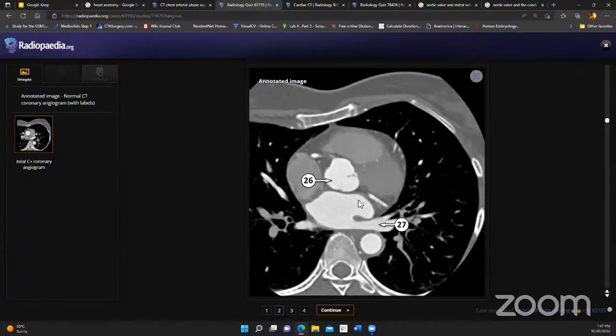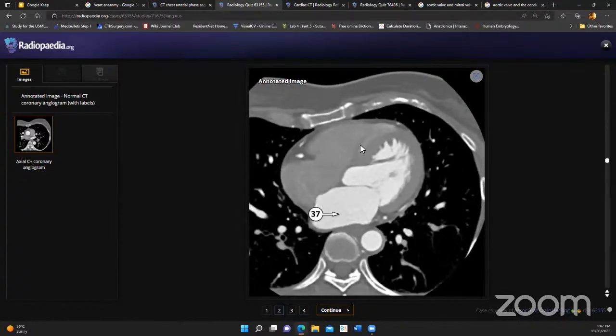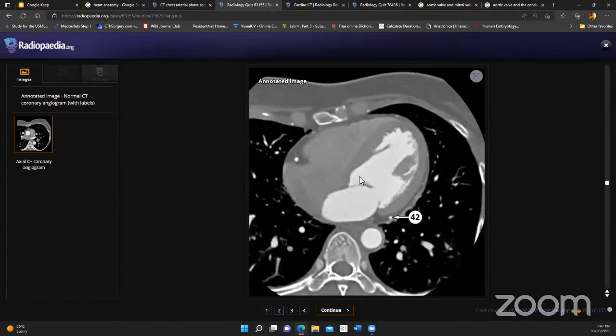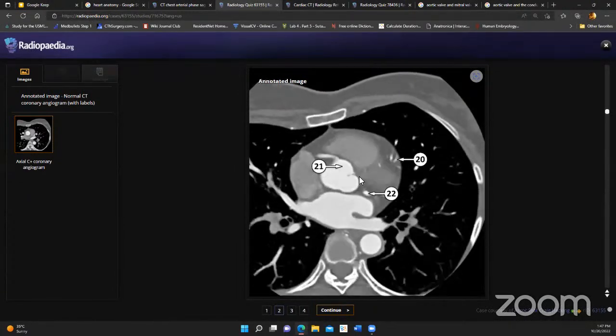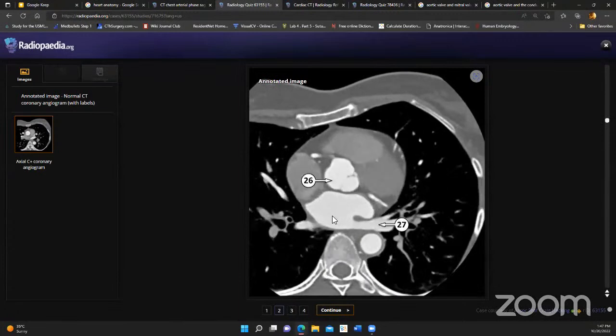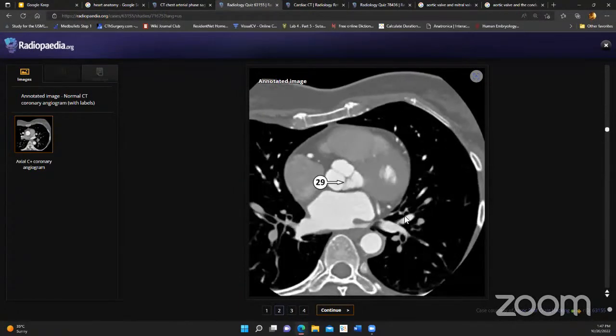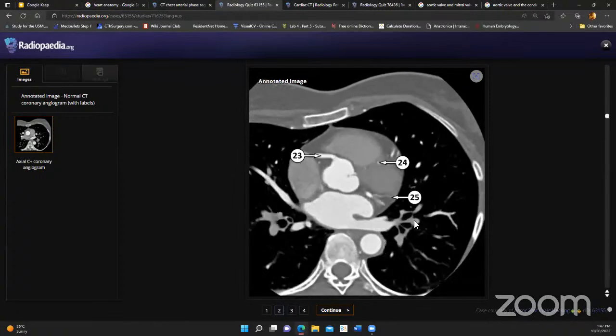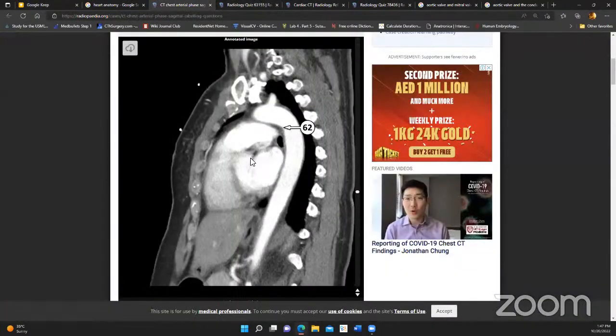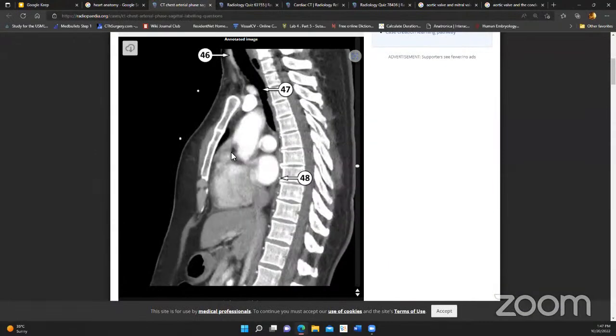And looking at the CT, really what helped me understand the heart anatomy is I looked at a lot of CTs. You can see here the left atrium coming into it, the pulmonary veins. These are the right and these are the left. You know, in the CT, it's the opposite. Okay, I will show you a sagittal image here.